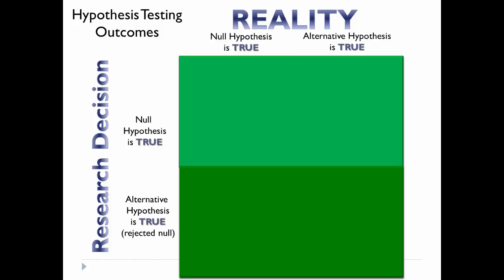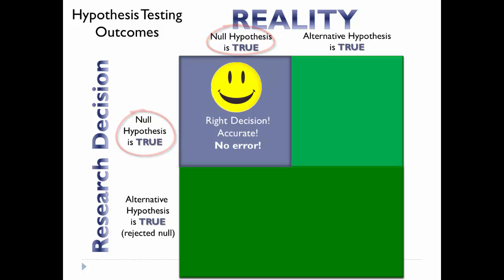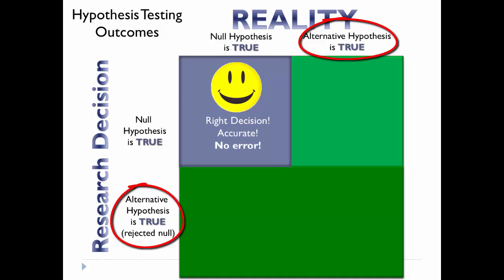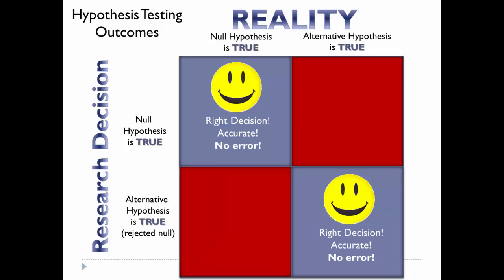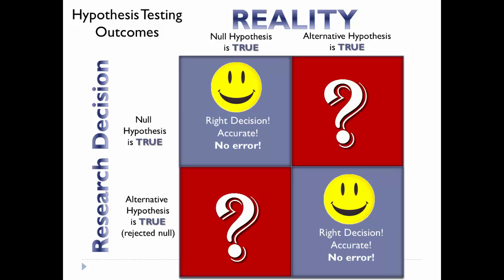Now compare the research decisions with reality. If we accepted the null and in reality the null hypothesis is true, we made the right decision. No error. Same thing if we rejected the null and accepted the alternative hypothesis, and the alternative hypothesis was indeed the right one. That would be the right decision. No error. However, for the other two decisions, we would be drawing the wrong conclusions, meaning that there would be error. So the question is, what type of error?